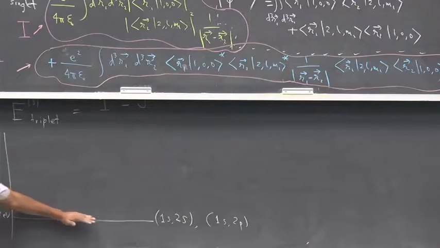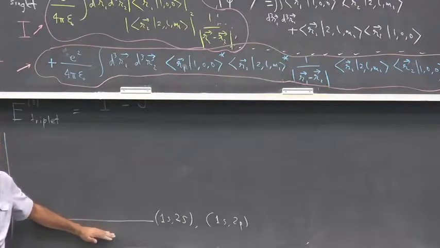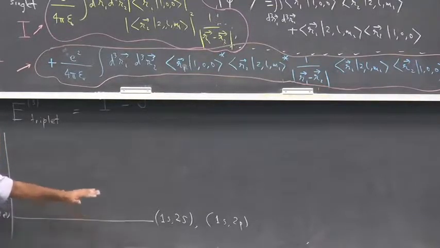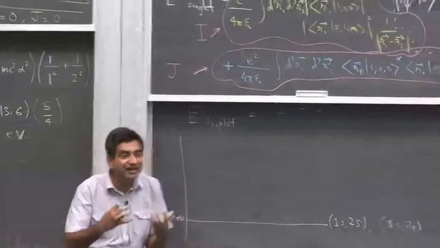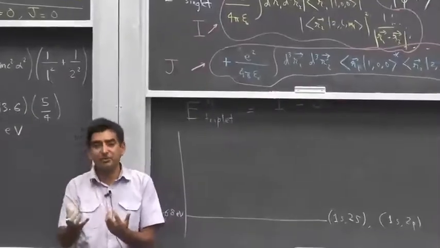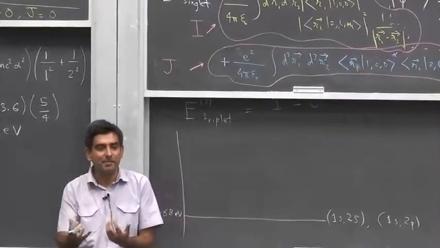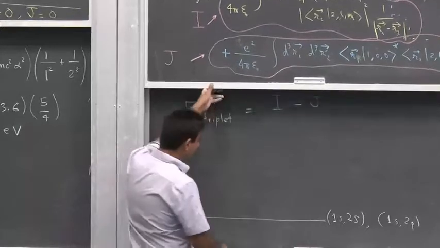You had a 12-fold degenerate state here up to zeroth order. Now the degeneracy is being lifted by the exchange interaction. And the exchange interaction is nothing but an electrostatic effect coupled with the symmetrization postulate. Okay? So now what you have is an I.